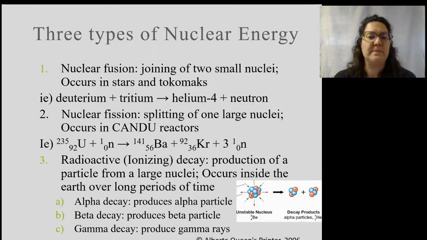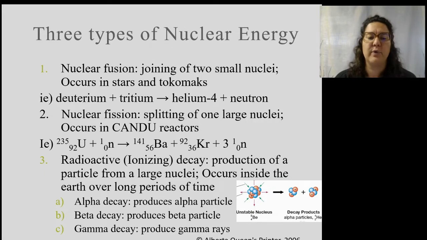So we have 3 different types of nuclear energy. We have nuclear fusion, which is the joining of 2 small nuclei, which occurs in stars and tokamaks. This would be like taking deuterium and tritium and creating helium and a neutron. Nuclear fission, which is the splitting of one large nucleus into smaller particles, occurs in CANDU reactors. So this is how we create nuclear energy in Canada. For example, we would take uranium and a neutron and then produce barium-141, krypton-92, and 3 other neutrons.